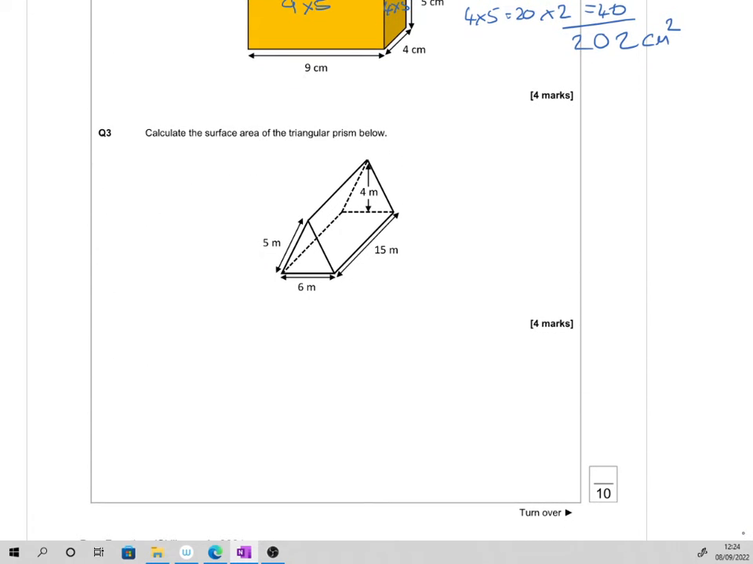So we've got a triangular prism. So we'll do the sides. The bottom is 6 by 15. 6 times 15, which is 90. Now the sides, 15 by 5. So 5 times 15 are the sides. I think that's 75, isn't it? Yeah. 5 times 15 the sides, which is 75. Now there's 2 of them, so that will be 150.